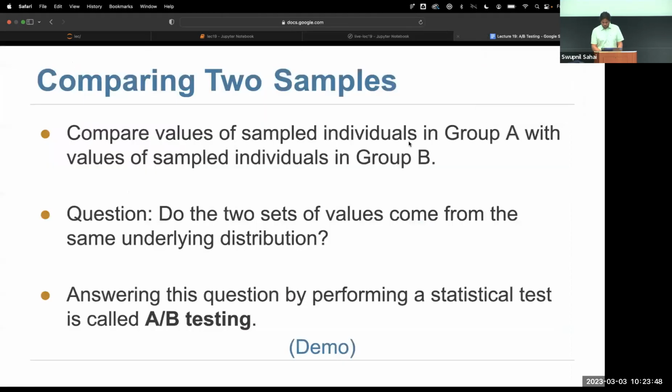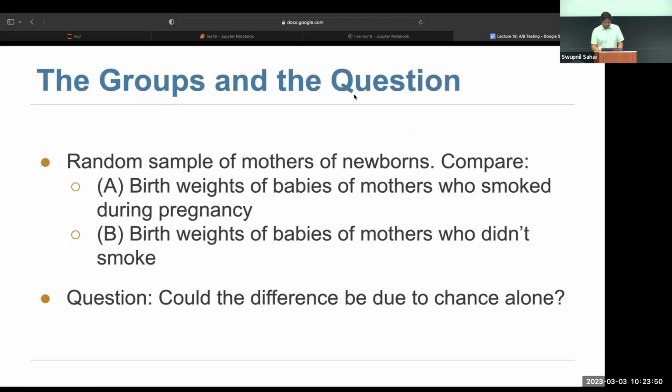All right. So to recap a bit, we have a random sample of mothers and their newborns. And we're trying to compare, let's say, group A, which is birth weights of babies of mothers who smoked during pregnancy, and then group B, which is birth weights of babies of mothers who did not smoke. And the question is really, could the difference between the two be due to chance alone, or is it beyond chance? And there's something else going on.